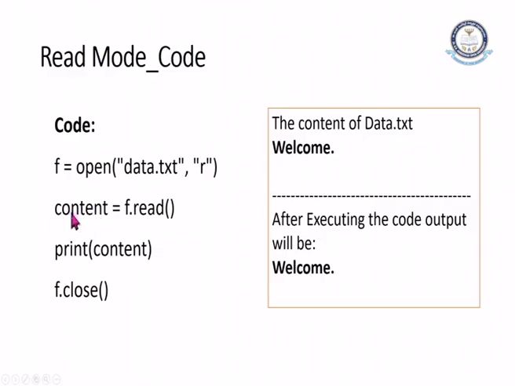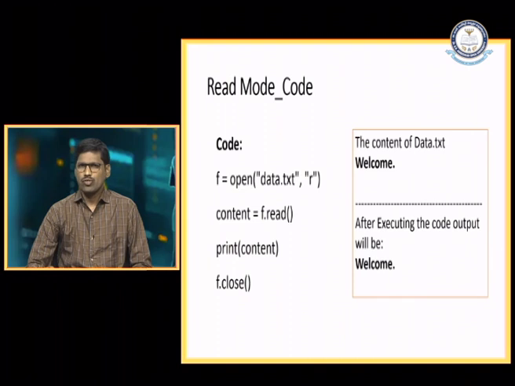This is an identifier, you can use any name here that is not predefined. Now, print content. Print is an output statement, whatever the content we already read with the help of the fread function, that will be printed on the screen. Now, f dot close, this is a very good habit.